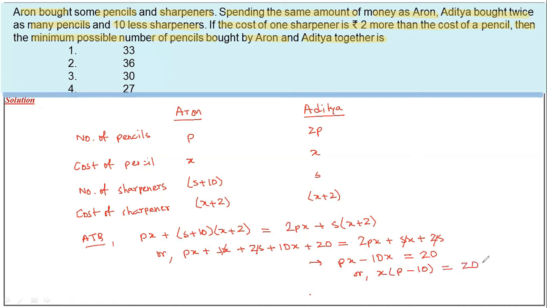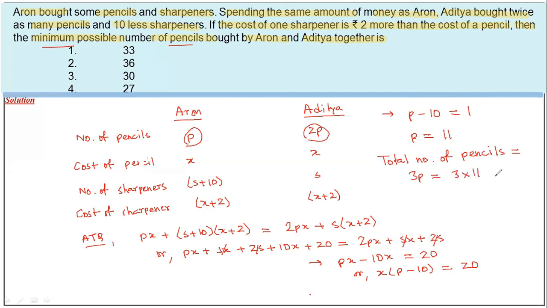equal to 20. Now since we have to find the minimum possible number of P, so in this case P minus 10 has to be equal to 1, for which P will be equal to 11. So total number of pencils would be equal to P for Aaron and 2P for Aditya, so that is 3P. So that is 3 into 11 equal to 33. Option 1.